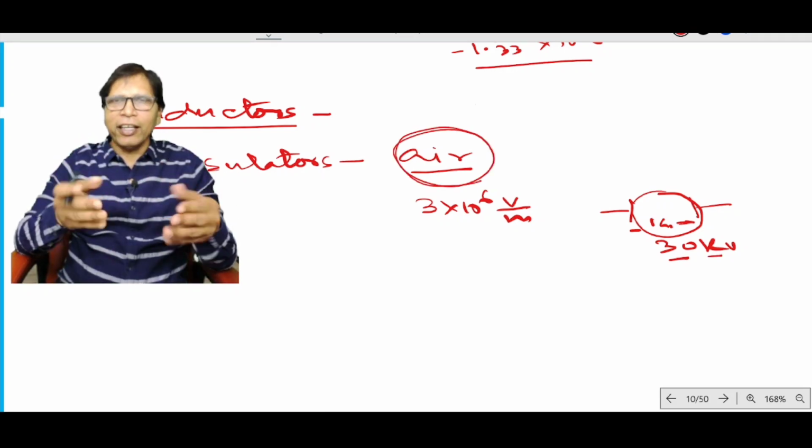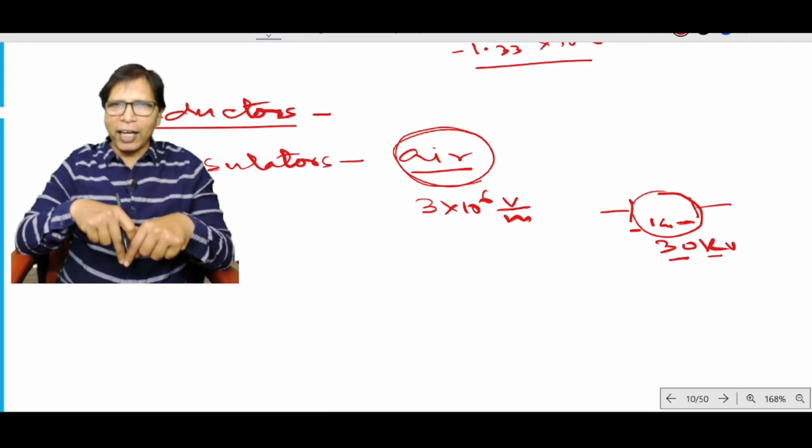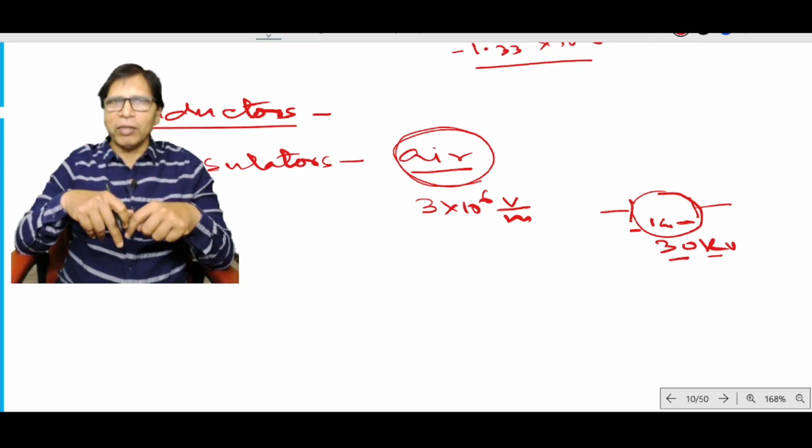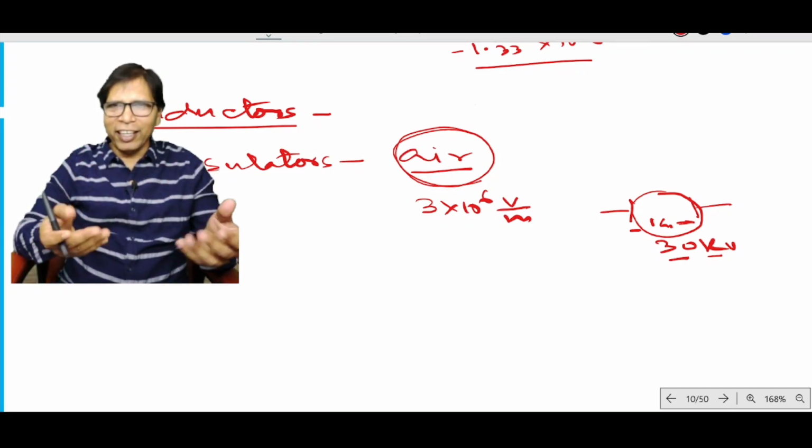During lightning, a large amount of charge from the cloud comes to the earth through the air medium because of dielectric breakdown of the air medium.